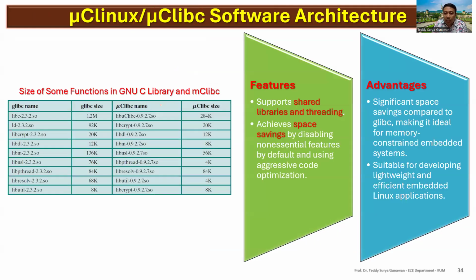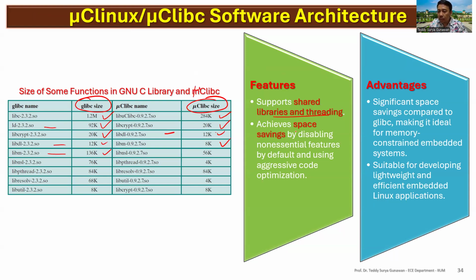As you can see here, this is the difference. This is the glibc size, and this is the uClibc size: 1.2 megabytes versus 284 kilobytes, 92 kilobytes versus 20 kilobytes. This one is for encryption, for example. This one is libdl, 12 kilobytes versus 12 kilobytes, similar. Then libm, 136 kilobytes versus 8 kilobytes, so very small. The uClibc library supports shared libraries and threading.